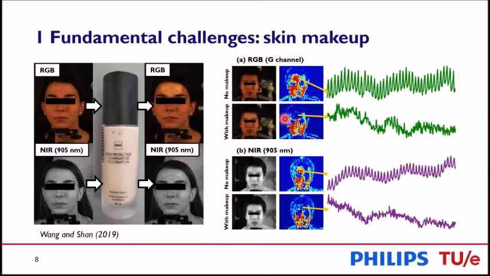After putting the makeup here, there are fewer pixels available. This is the PPG strength map, and the signal is much worse. And this is the same for the near infrared range. By putting the makeup on the forehead, we can hardly get any signal.